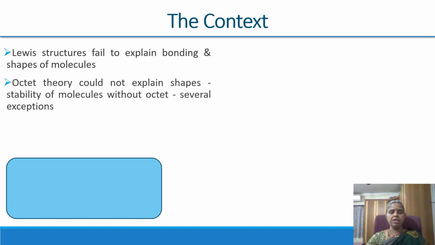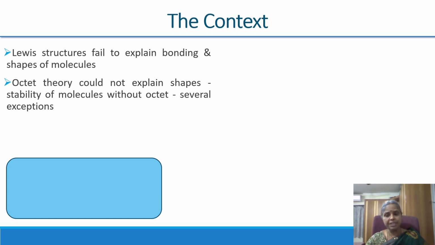They only focus on satisfying the octet rule and distributing all the valence electrons. But Lewis structures will not tell us anything about the nature of bonding, as well as the shapes of molecules. You can only say two pairs of electrons are shared, or one pair is shared, two lone pairs, one bond pair. Only that much information is available, but the direction of bonding or shapes of molecules is not explained by the Lewis structures.